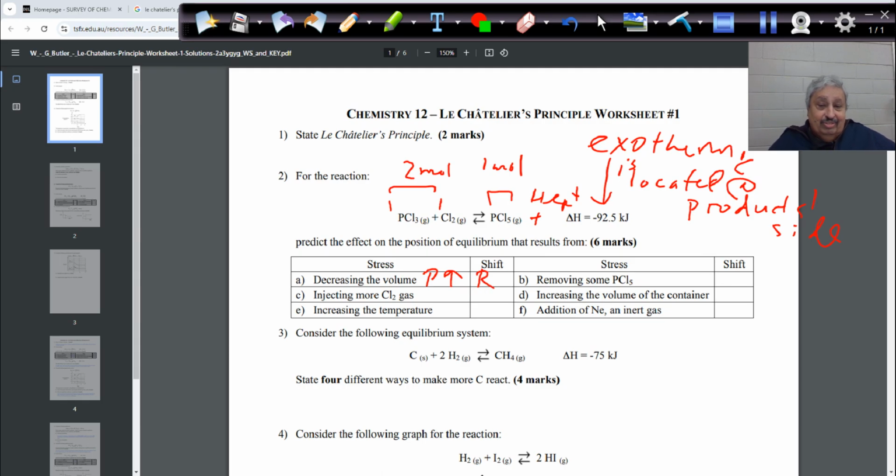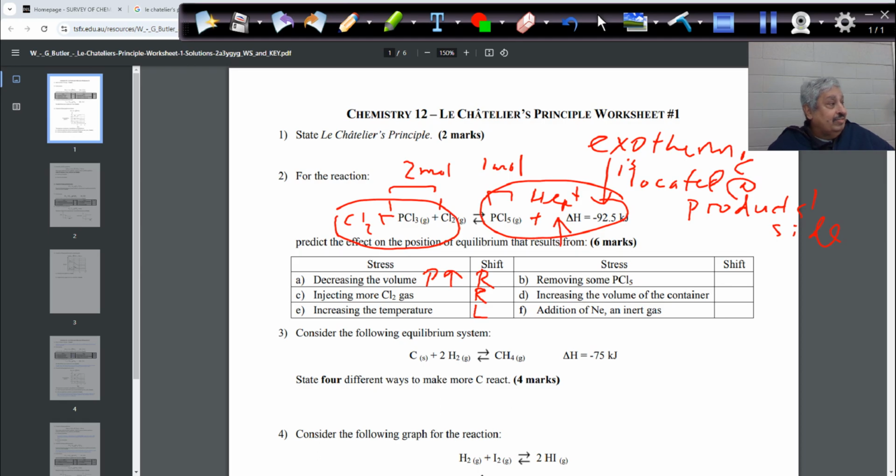Injecting more Cl2. I'm adding more Cl2. Where will be the shift? To the right. Why? I'm adding more Cl2, so this side will be more stressed, more overweight. Therefore some of the weight has to be given to the other side, to the right. Okay, guys? Increasing the temperature. That's very good. The heat is on the right side. If I increase the temperature, this arm will be heavier because I'm adding an extra component there, correct? The shift will be which way? To the left. Make sense, guys?